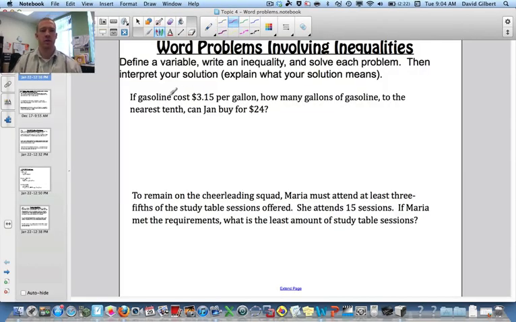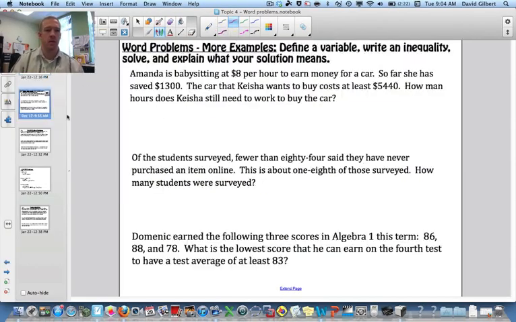Alright, so just a few more examples here. A woman is babysitting at $8 an hour to earn money for a car. So far she's got $1,300, and the car she wants to buy costs at least $5,440. How many hours does Keisha still need to work in order to buy the car?